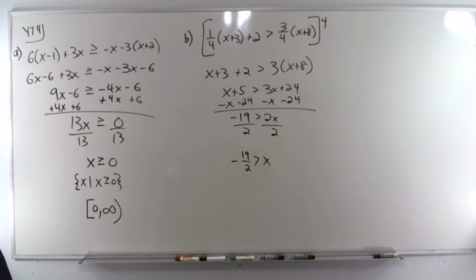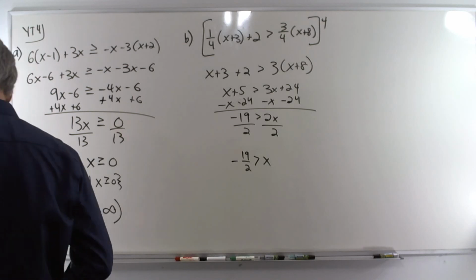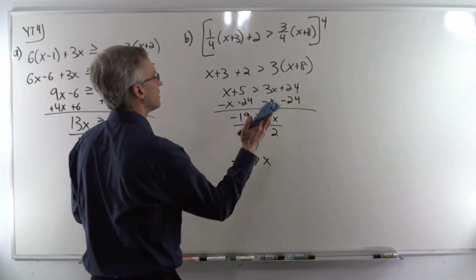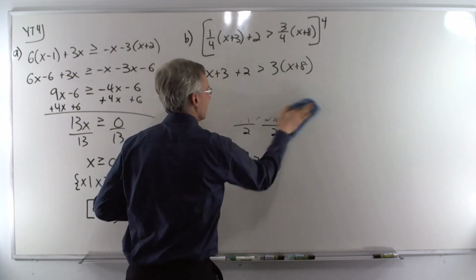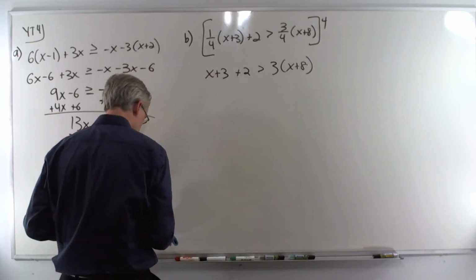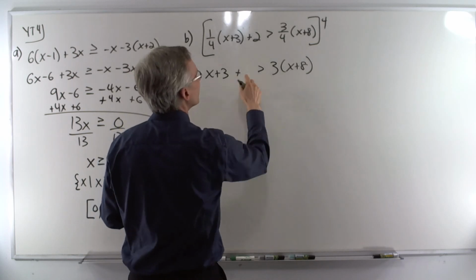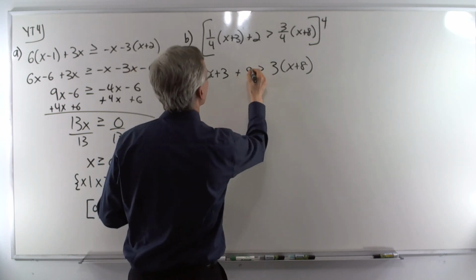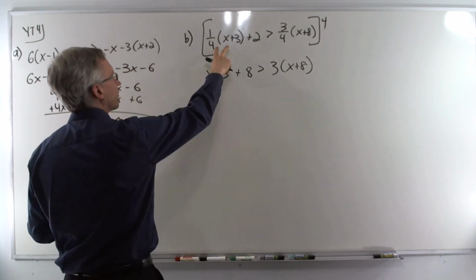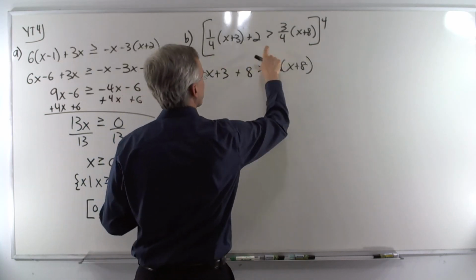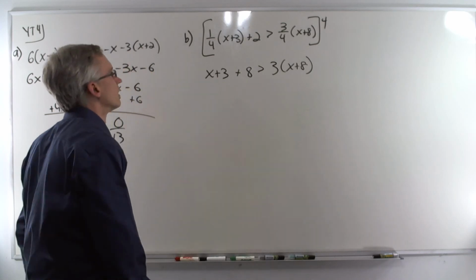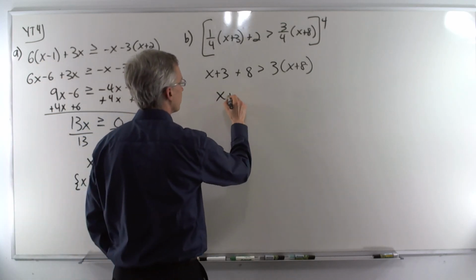I think I got a, oh, I made a mistake. When I distributed, I forgot to multiply by this 2. That should be an 8. When you distribute, you have to multiply by every term. Here's a term, here's 1, and here's 1. So I missed that one, so that's an 8. All right, so here we have x plus 11 instead.